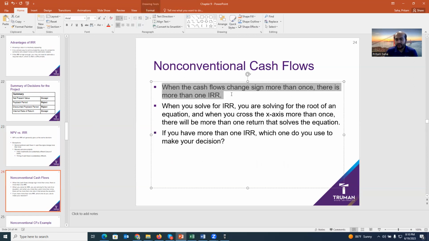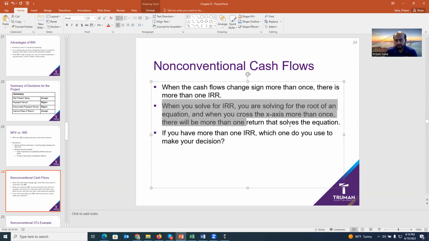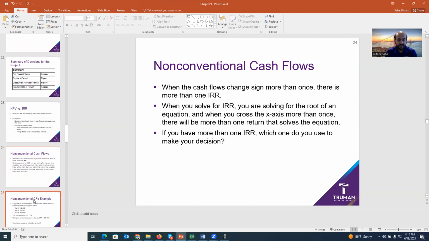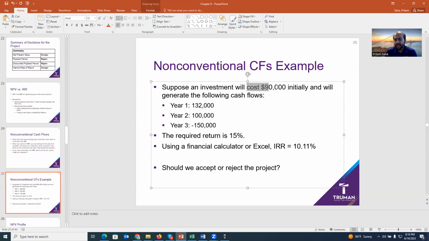So for non-conventional, the cash flow sign changes more than once. If this is true, when you solve for IRR, you will get multiple IRRs. That's the problem, so do not trust IRR. Here's an example. Initially, your cost is 90,000, that means year 0 cash flow is negative 90,000. Then years 1 and 2 are positive cash flows, and year 3 is a negative cash flow. So negative, positive, negative: the sign changes more than once. That means non-conventional cash flows.